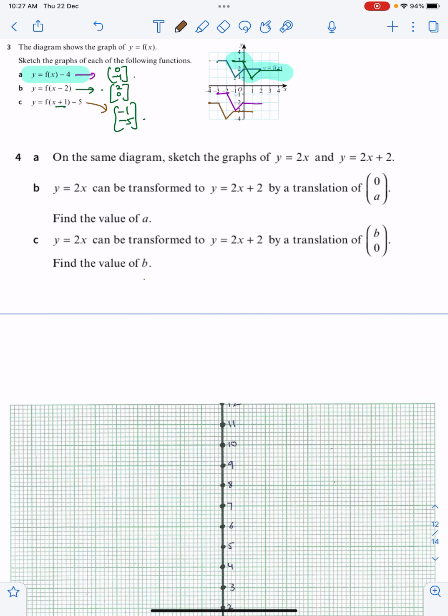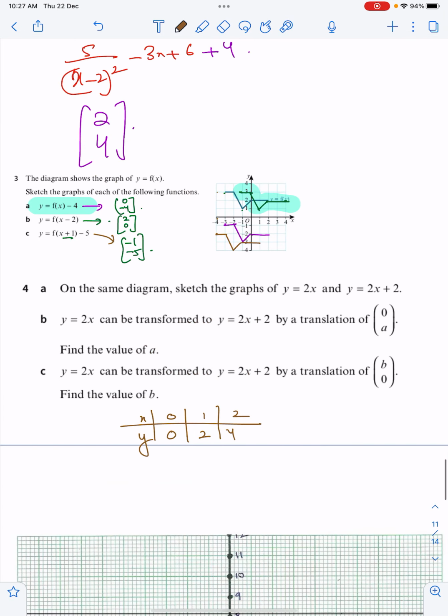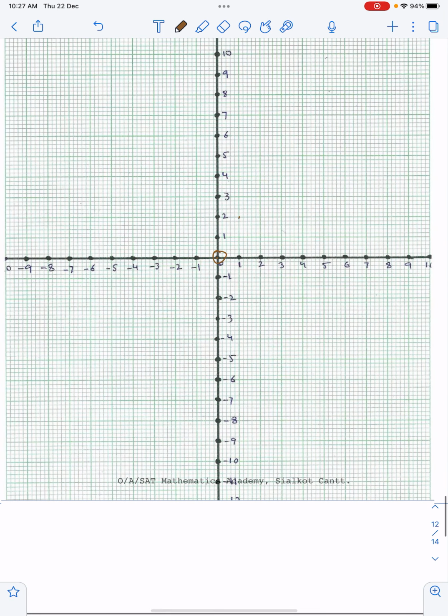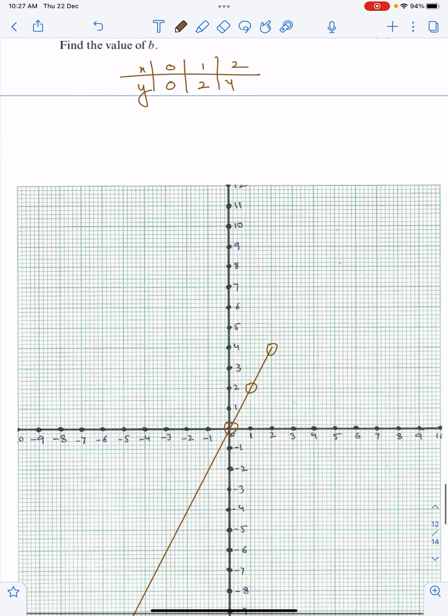If I just take any 3 values of x, assuming 0, 1 and 2, so the y values are going to be 0, 2 and 4 here. So (0, 0) is the first point, then the next point is (1, 2), which is this, and then it's (2, 4), which is this. Join them and make the straight line out of this. This is the original graph of y = 2x.